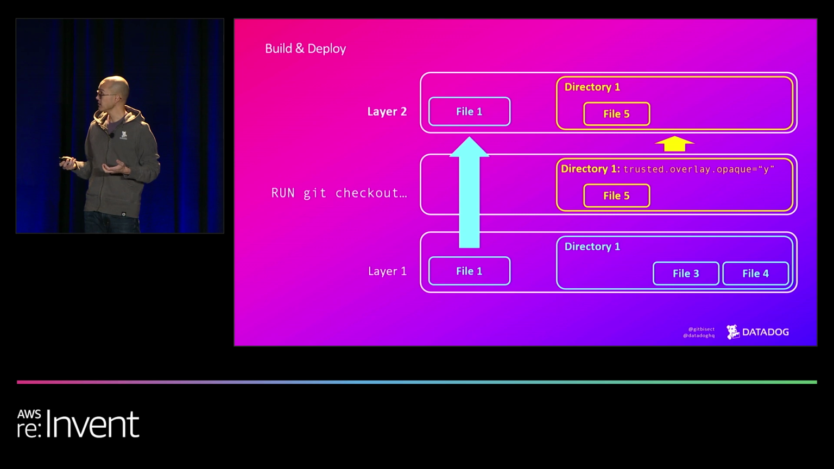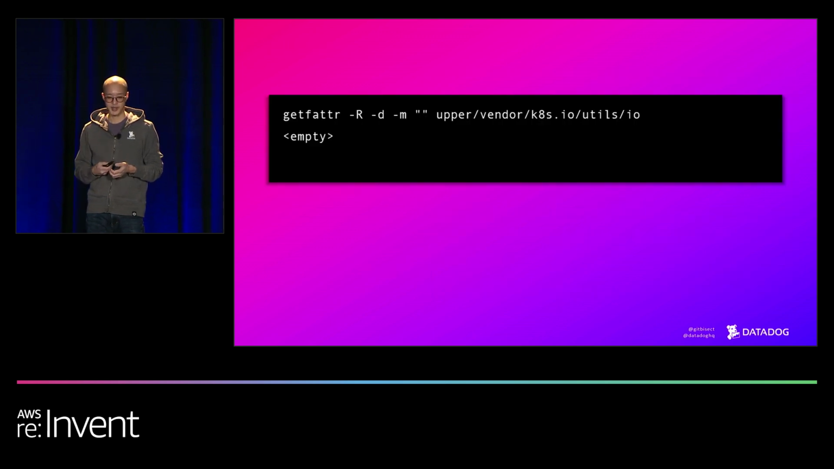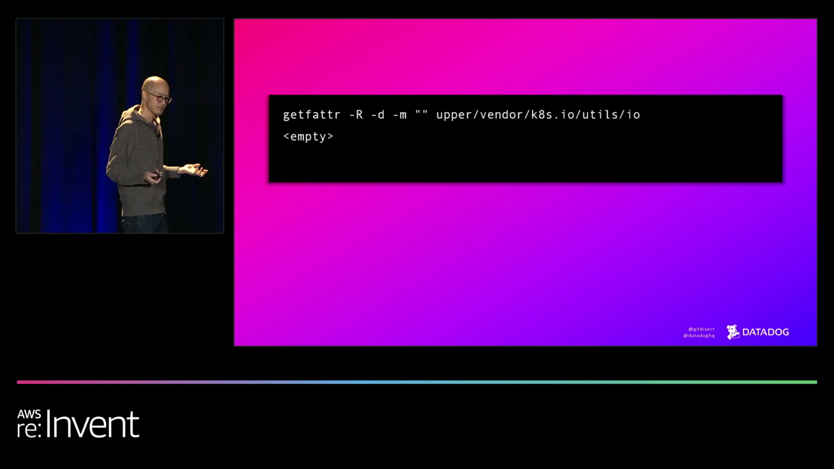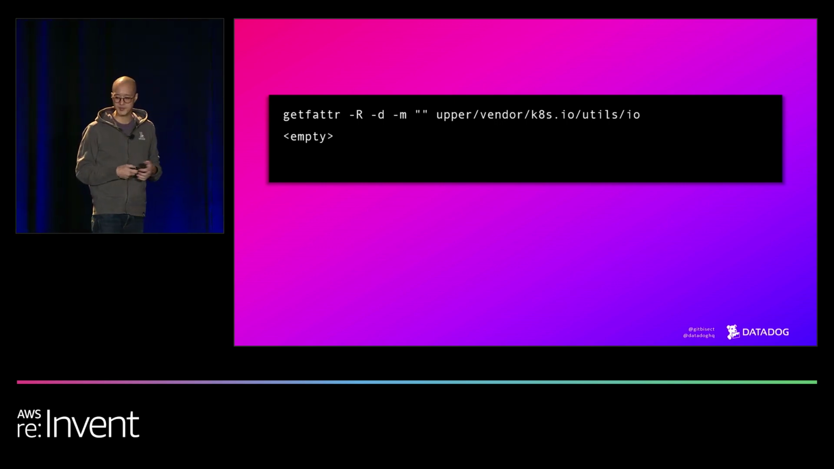So we thought, well, let's take a look. Let's actually run this. So we ran it, and then we go to check that extended file attribute for overlay opaque, and it's not there. Well, this is weird. Why is it not there? Is there a bug in Docker related to ARM? So we started digging some more.